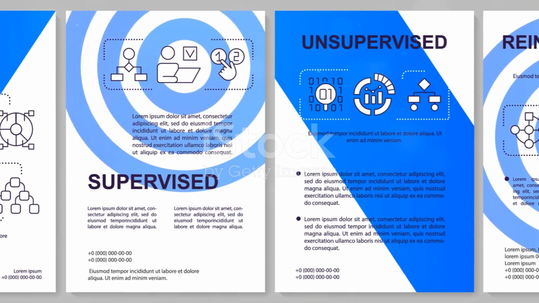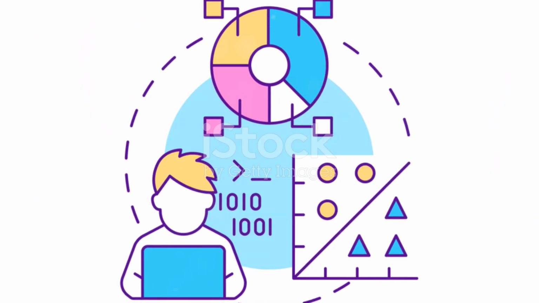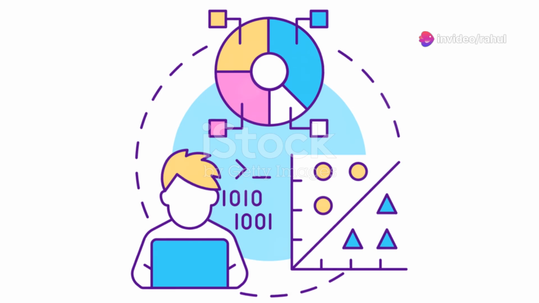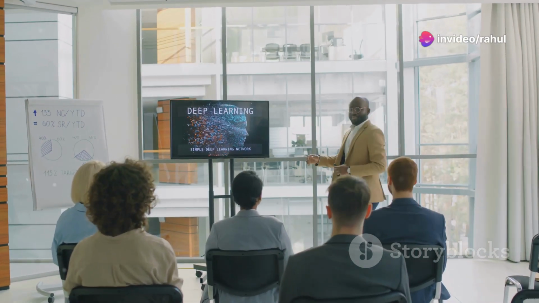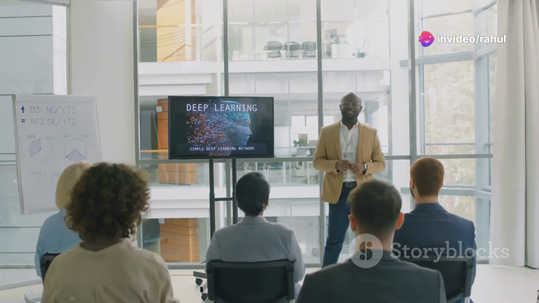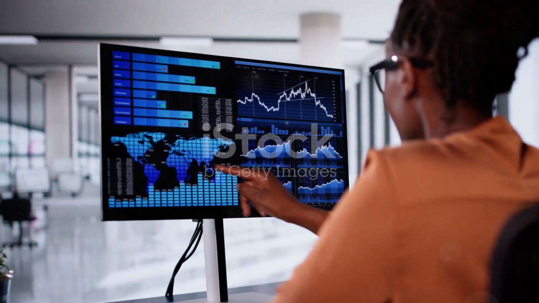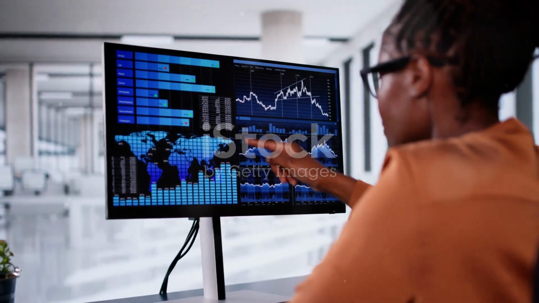Machine learning is categorized into three main types: supervised, unsupervised, and reinforcement learning. Each type has its unique characteristics and use cases. Understanding these distinctions is crucial for applying the right algorithm to the right problem.